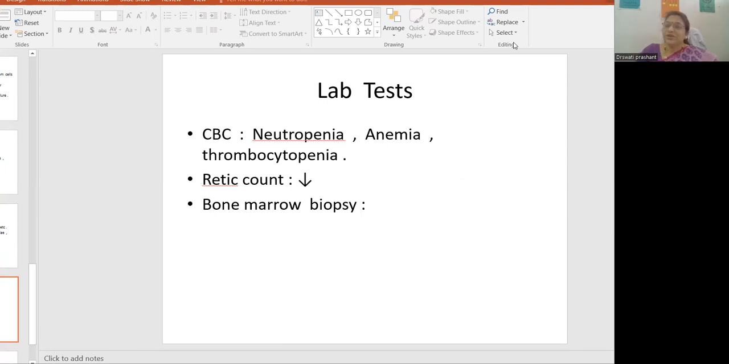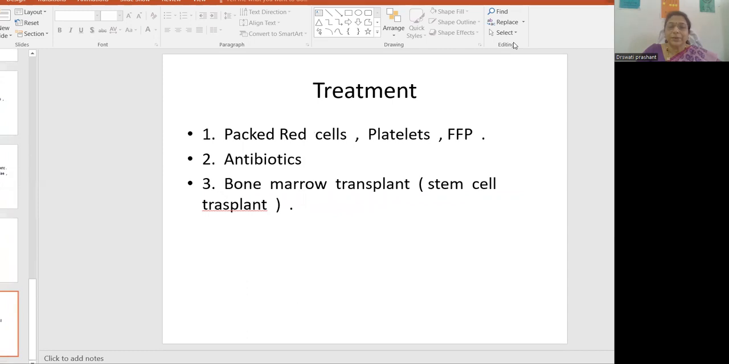The investigations to be done in this case are complete blood count. The peripheral smear will itself show pancytopenia, with neutropenia, anemia, and thrombocytopenia. Retic count is classically low because the bone marrow itself is not functioning, so the precursors of the RBCs are not seen, and therefore the retic count is decreased. Bone marrow biopsy is the ultimate answer to give the cause and to confirm aplastic anemia.